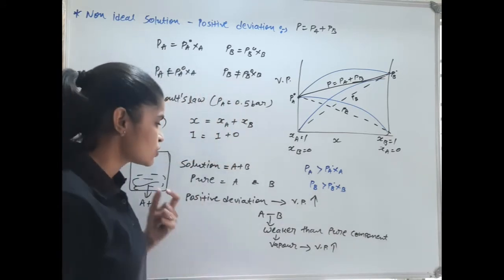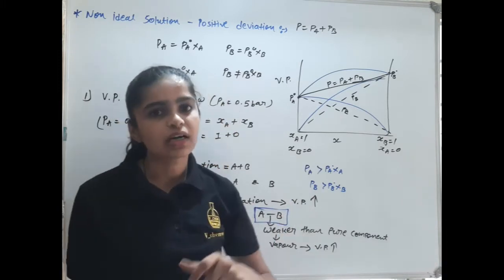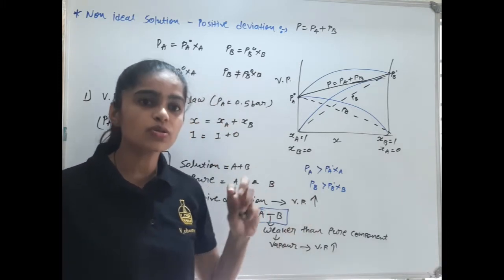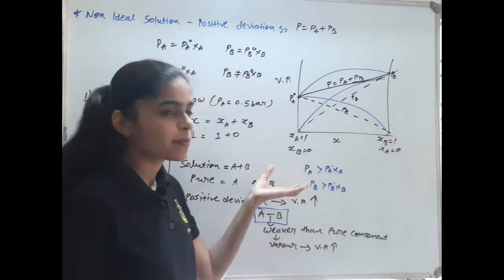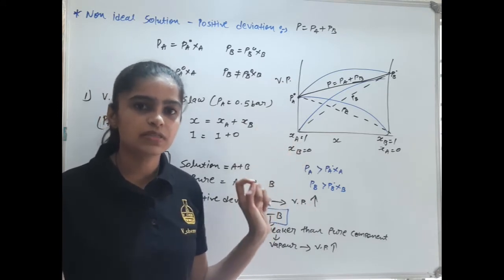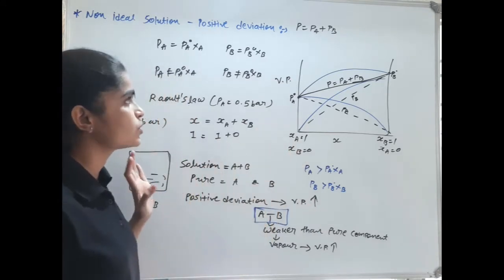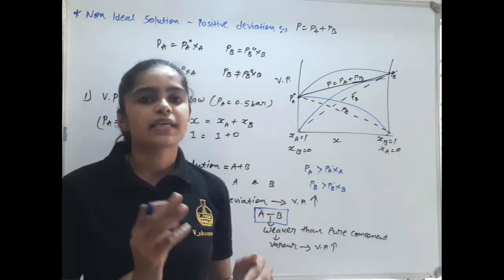Because the intermolecular interaction between A and B is weaker than in the pure components. Because this is weaker, more vapor is produced, and the vapor is more, so its vapor pressure is more. So this is all about the positive deviation from Raoult's law. Next we discuss an example of this.